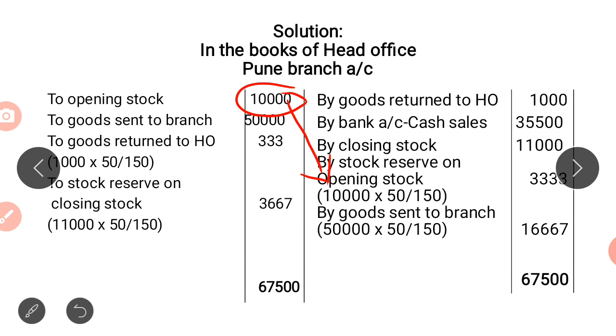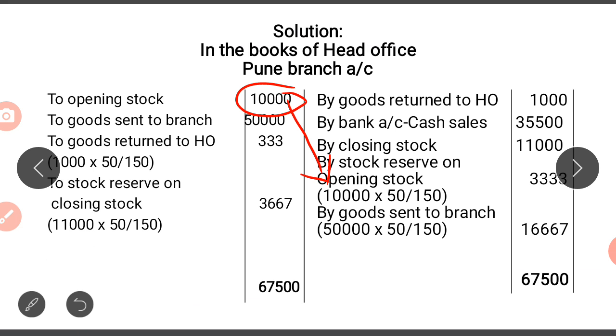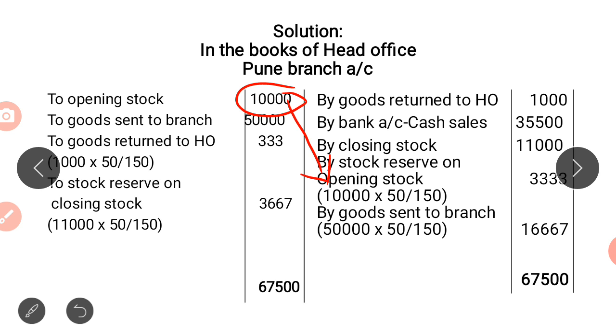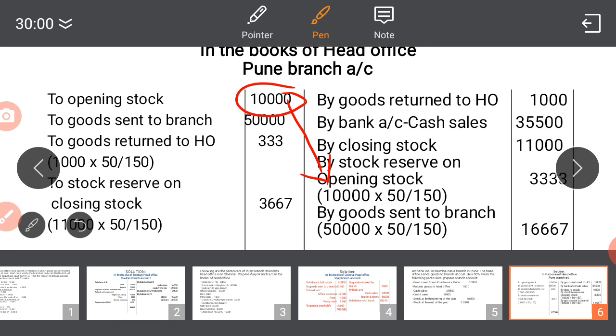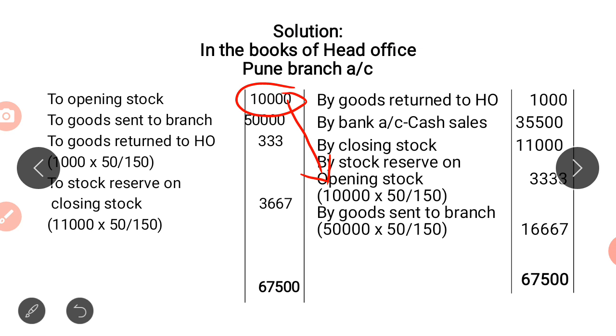Cost plus 50% is 100 plus 50%. So it will be 10,000, that is the opening stock value, into 50 divided by 100 plus 50, 150. Like this only you have to calculate the reserve. So you will get 3,333. That is on the opening. I said we have to calculate on opening stock, closing stock, goods sent to branch, and goods returned back to the head office.